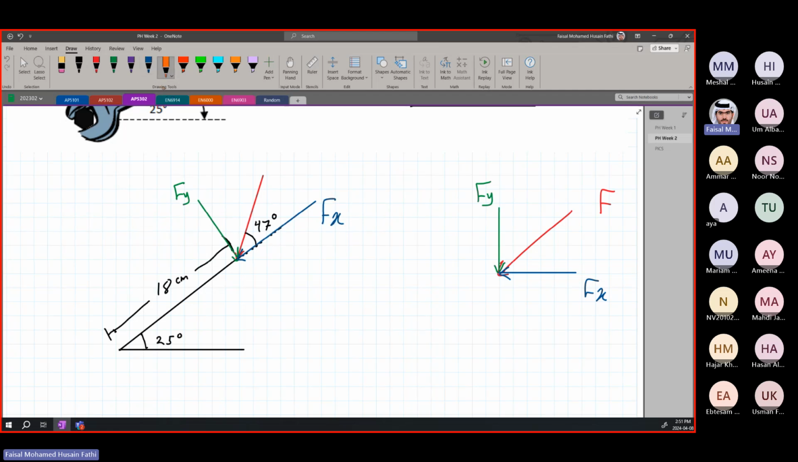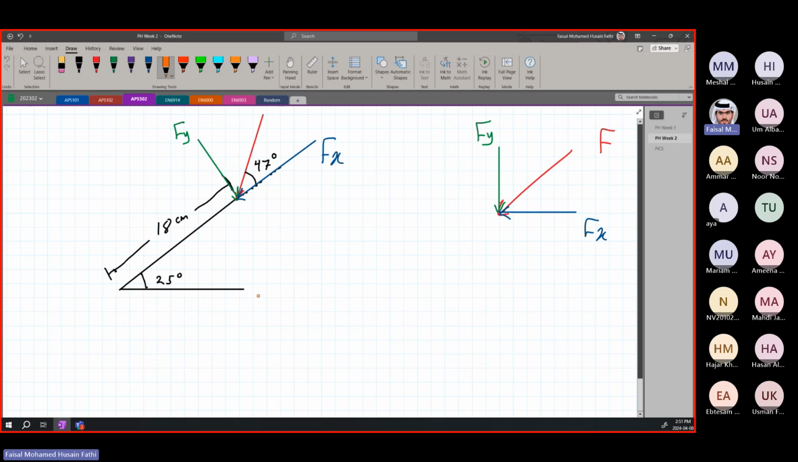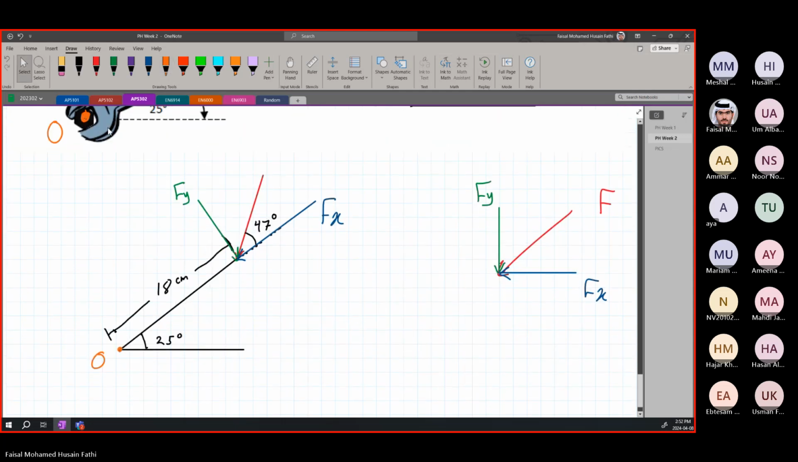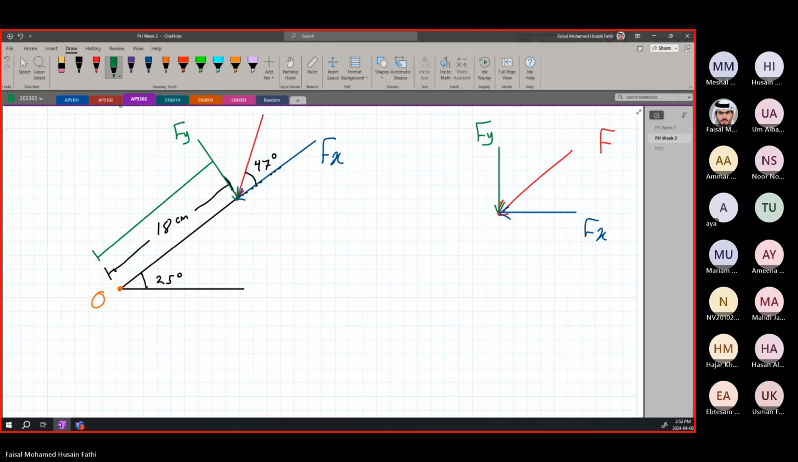Remember, we are trying to find the moment around the nut. This is the nut over here. This is going to be our point O. So this over here is our point O, which is down here. What was our rule to find moment? Our rule is we need the force and the perpendicular distance. So for the green component, this is the perpendicular distance, right? From the force to O, this is the perpendicular distance.